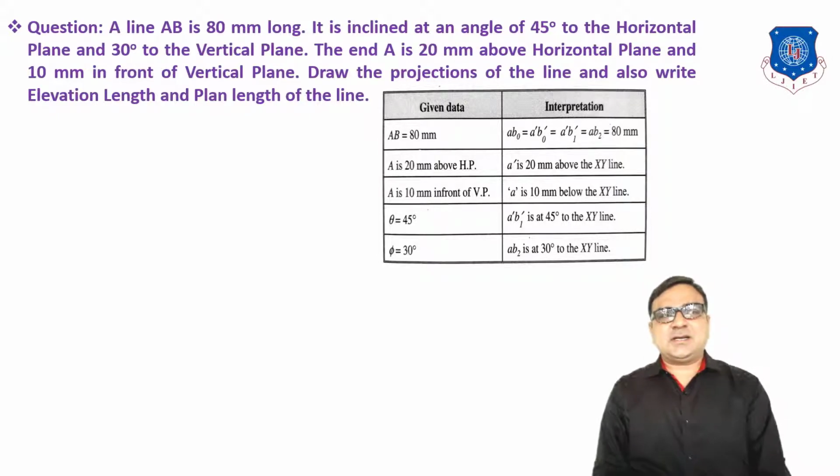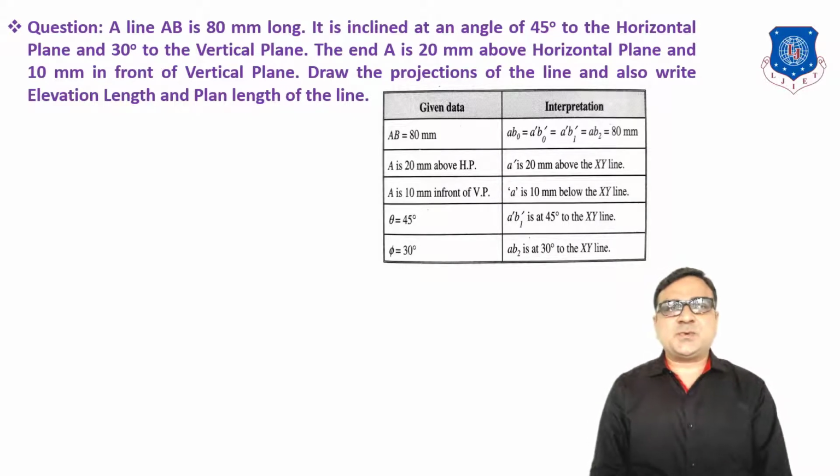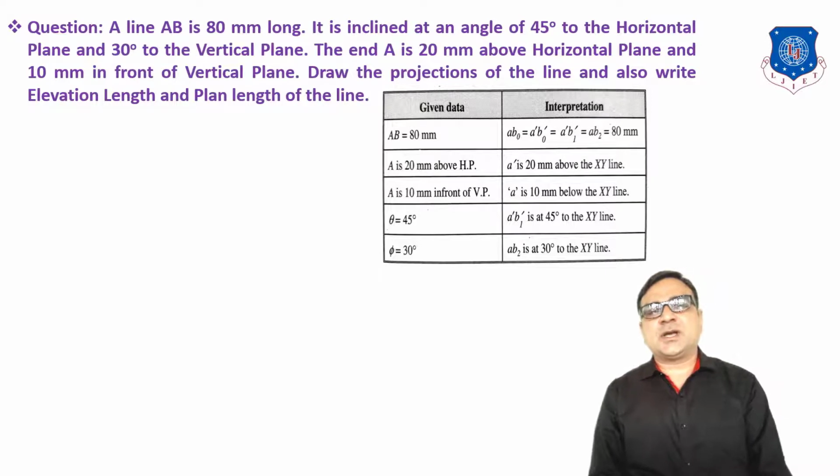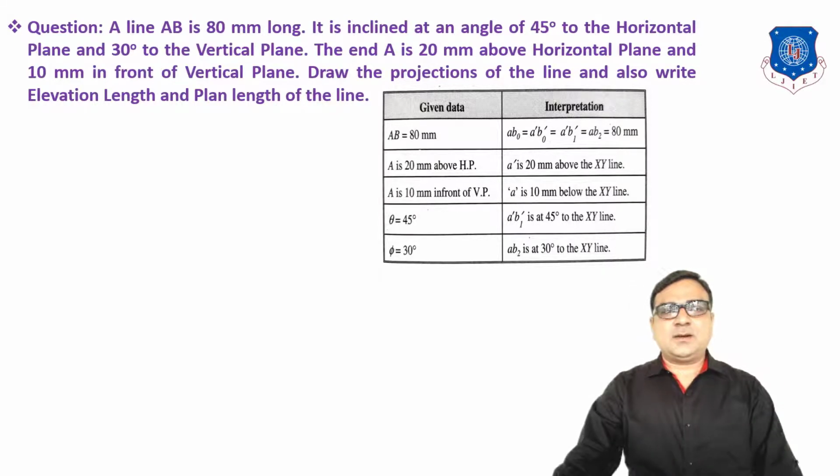So this is an example of case number 6, when the line is inclined to both reference planes HP and VP, so its front view and top view are both less than the true length. Now the interpretation is like this: true length AB, also AB0, is equal to A dash B0 dash, is equal to A dash B1 dash, is equal to AB2, is equal to 80 mm.